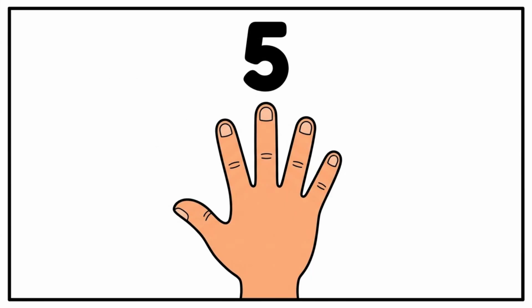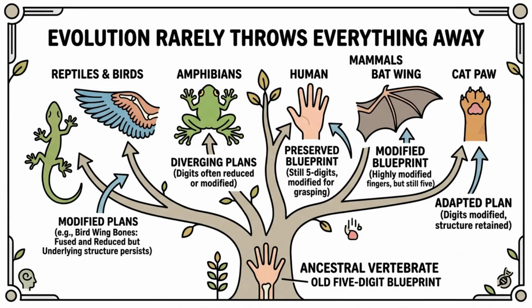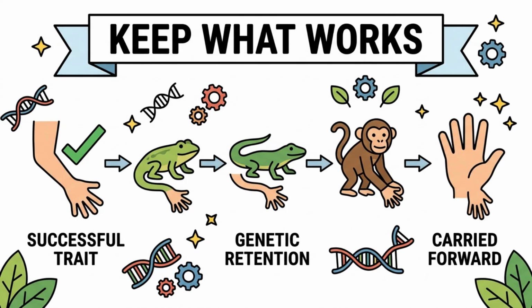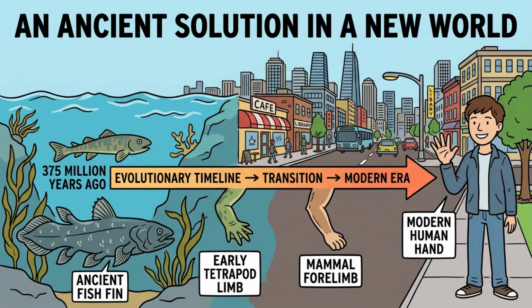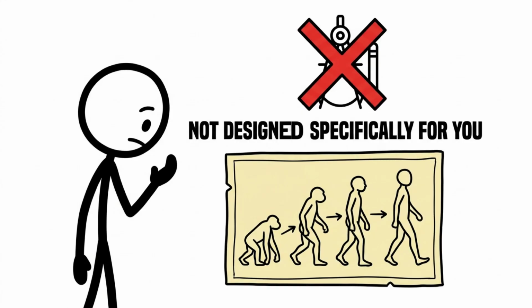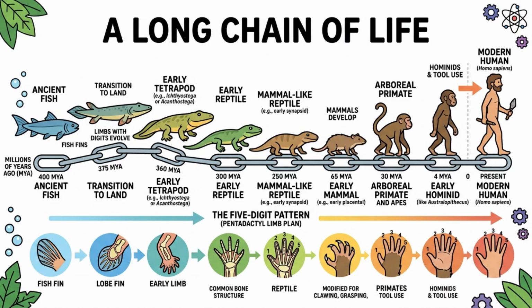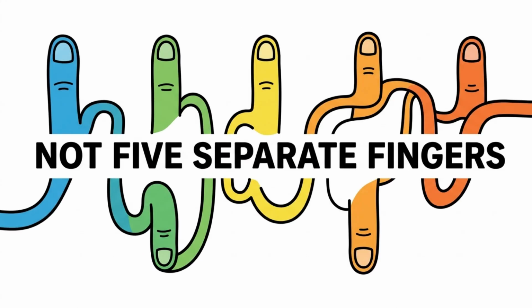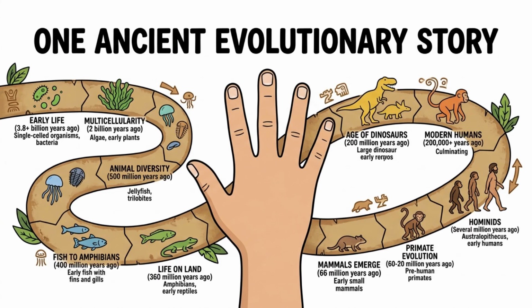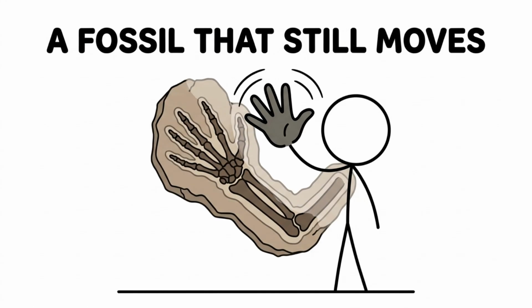Look at your hand again, 5 fingers. Each one seems ordinary, but each one is evidence. Evidence that evolution rarely throws everything away. It keeps what works, it reshapes it, it repurposes it, and sometimes it carries an ancient solution into a completely new world. Your hand was never designed specifically for you. It was inherited, modified, reused, and passed forward through an unimaginably long chain of life. So the next time you spread your fingers, remember what you are really looking at, not 5 separate fingers. One ancient evolutionary story, written in bone. Your hand is not a perfect design created from scratch. It is a fossil that still moves.